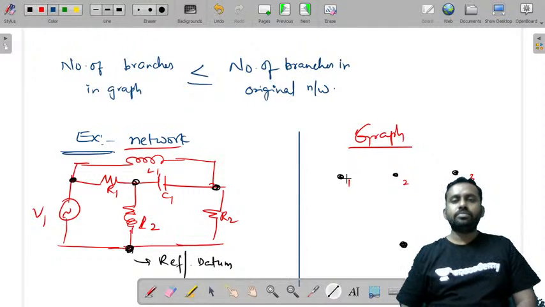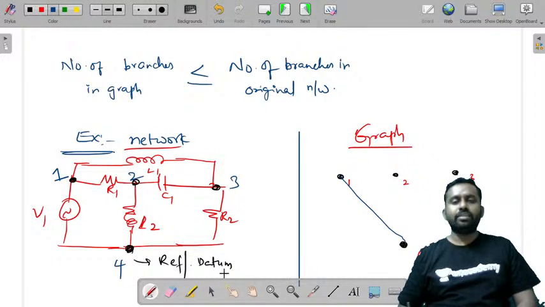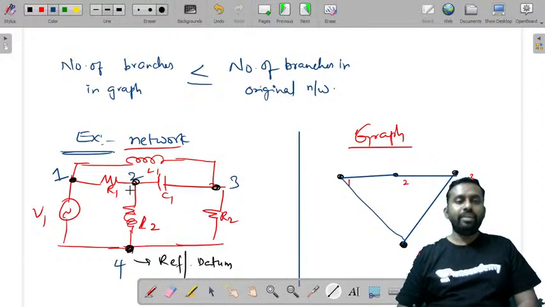Let us say this is 1, this is 2, this is 3, and this is the fourth node. Is there a connection between 1 and 2? Yes, there is, so you connect it. Is there a connection between 2 and 3? Yes. 1 and 4 is also there. 2 and 4 are also connected by an inductor. Then you need to connect 1 and 3 as well. See, this is 1 and 3.